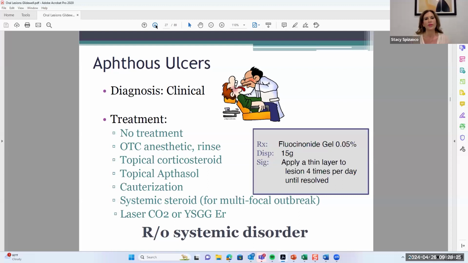So what do we do? There's really no treatment for it. Like they said, we don't know what it comes from, if it's from a virus or a bacteria. So we can have the patient use an over-the-counter anesthetic, some creams they can buy. They can use a rinse. They can use a topical corticosteroid gel. Aphthasol, you can do cauterization. And if they have a really serious case and it's really bothering them, you can give them some kind of systemic steroid, like a prednisone taper. And there are also some indications for using a laser. But you also want to rule out a systemic disorder. You want to make sure that nothing else is going on that we don't see. So you want to be able to send them to their doctor for a check.